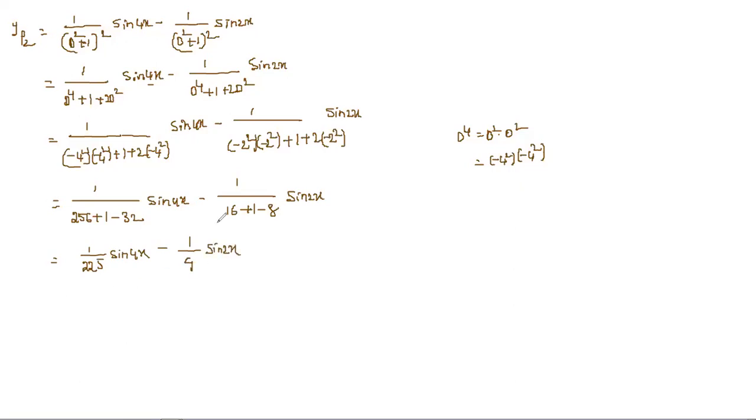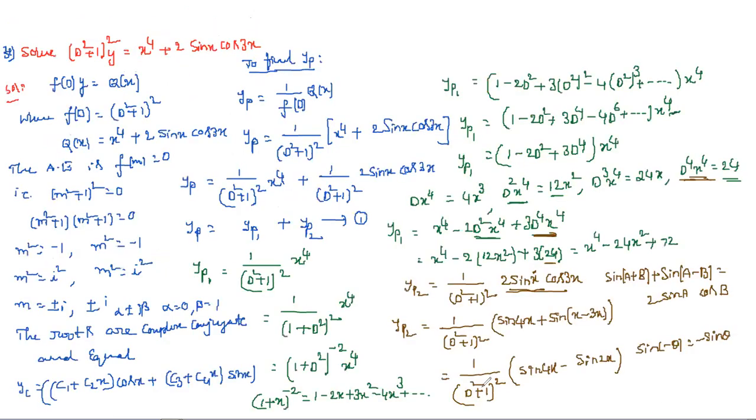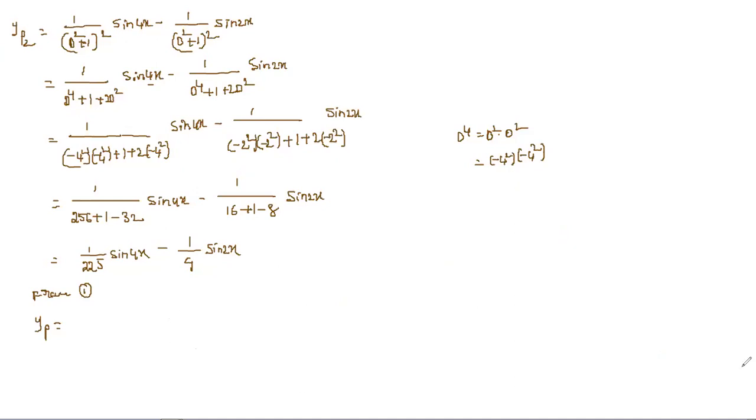This is yp2. And finally, you can substitute this yp1 and yp2 in equation 1. So from equation 1, yp is equal, yp1, what we got here. So this is yp1, x power 4 minus 24x square plus 72. And this is yp2, nothing but 1 by 225 sine 4x minus 1 by 9 sine 2x.